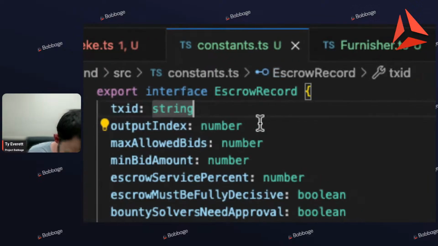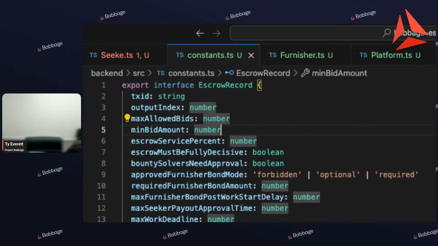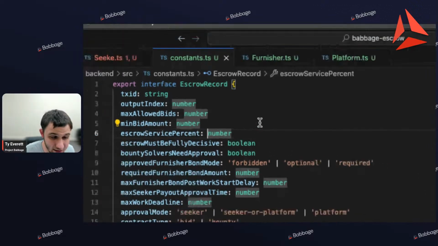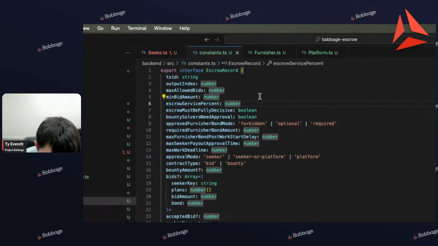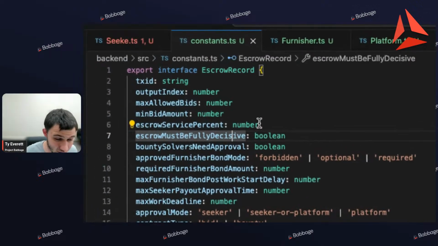an escrow obviously has a current UTXO associated with it, a max number of allowed bids, a minimum bid amount, the percentage of the contract amount that would go to a service provider in the case of a dispute, the stipulation as to whether the escrow service platform must be fully decisive in the sense of giving all of the money to one party or the other party, or whether they might be able to sort of split the baby because they're uncertain, or because perhaps a service was partially provided or not to full satisfaction of the initial terms, but where it would be unfair to fail to compensate at all or something.